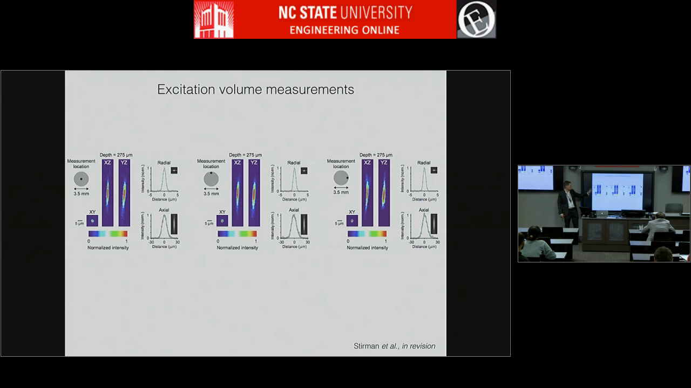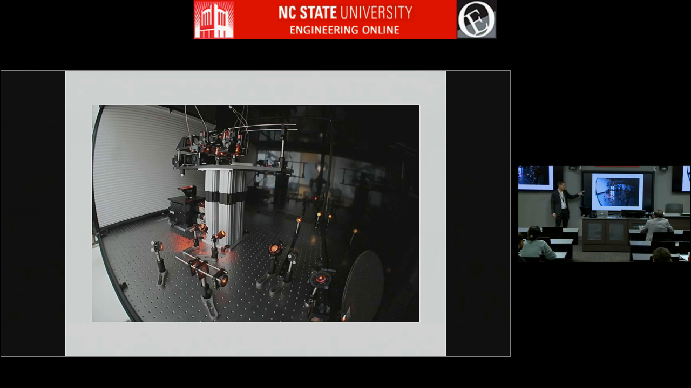So these are our point spread function measurements. We're around a micron radially and around 12 to 13 microns axially. That's well matched to the cell bodies that we're going to be measuring because they're around 15 microns. So we're small in X and Y, fairly large in Z, and this turns out to still let us preserve single cell resolution.